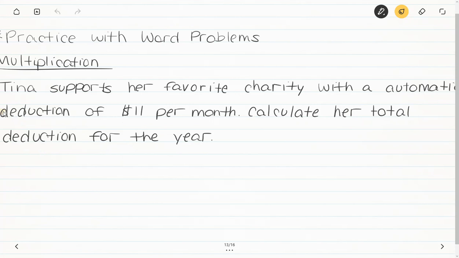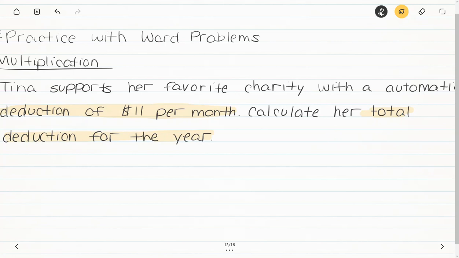Calculate her total deduction for the year. So she's doing a deduction of $11 per month. So what that's telling me is there's money coming out of her checking account every month, and it's $11. And it wants to know the total deduction for the year. Now, the biggest mistake that a lot of people will make is they say, oh, here's the word total, and it means addition. And that is 100% not the case. If your teacher said that total is the only word you look at when you're looking at a word problem to figure out if it's addition, nope, we got to backtrack a little bit.